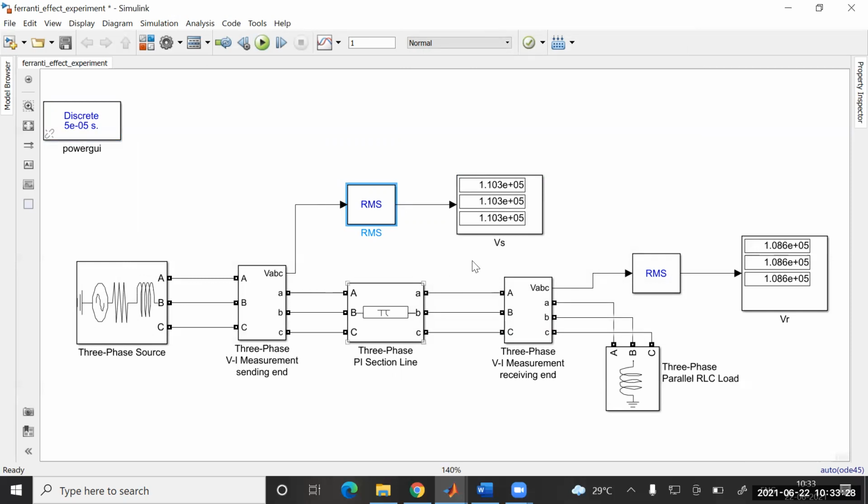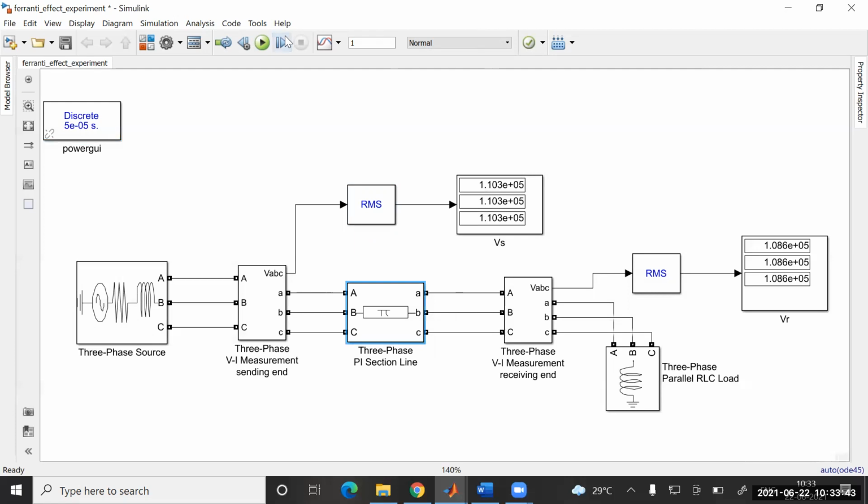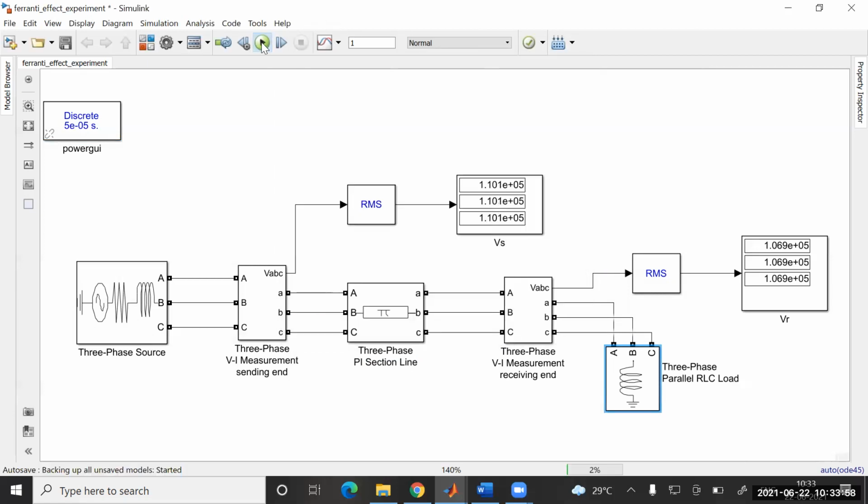This is our voltage that we are providing from the sending end to this transmission line. This transmission line is of 400. We'll reduce this 400 to 300 and we'll see what the effect will be. It will be lesser. Why is it lesser? Because over here we are using 10 kilowatt. If we reduce to 1 kilowatt, let's see the effect.